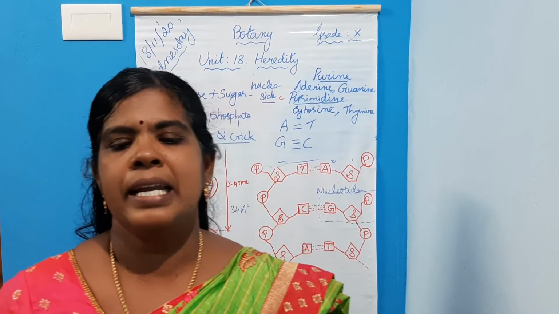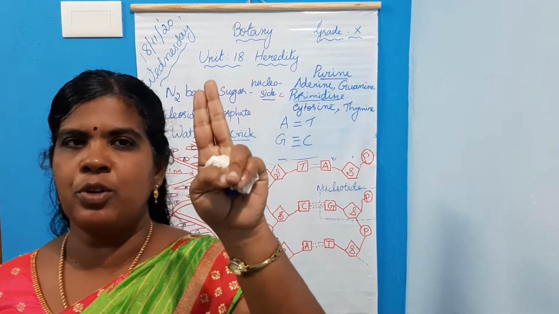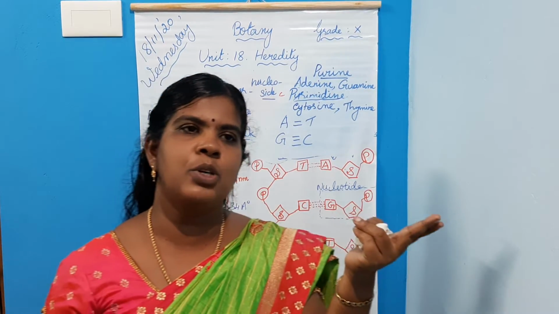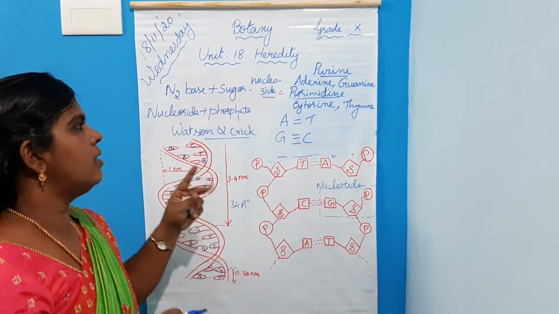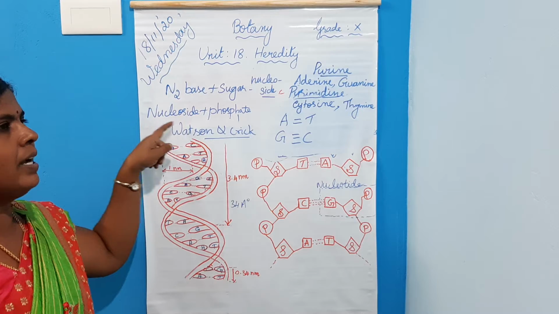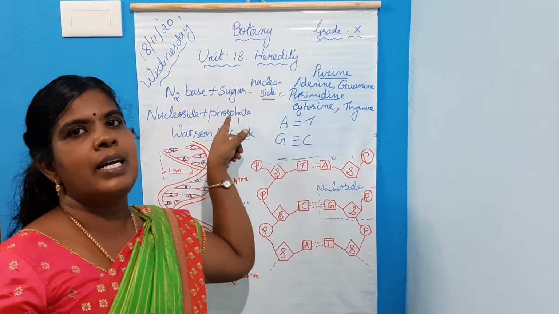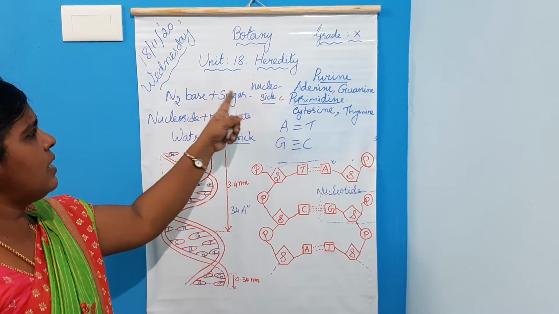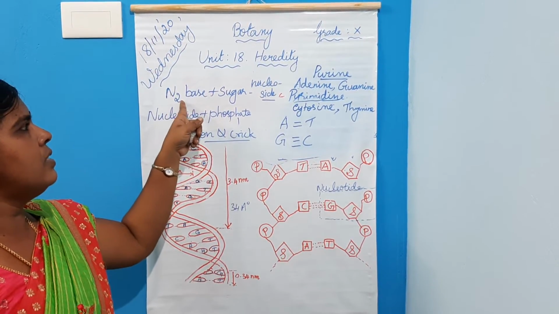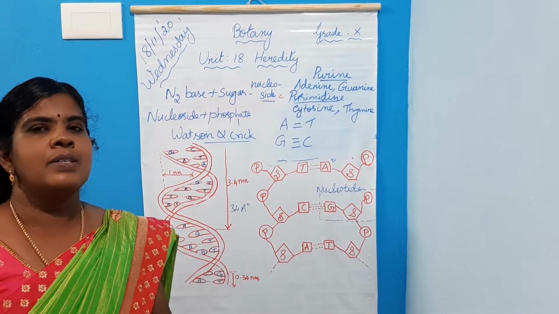The DNA molecule consists of how many polynucleotides? Two polynucleotides. Why is it termed polynucleotide? Because it consists of millions of nucleotides. What are called nucleotides? A nucleoside combines with a phosphate group to form a nucleotide. What is called a nucleoside? A nitrogenous base combines with a sugar molecule to form a nucleoside.